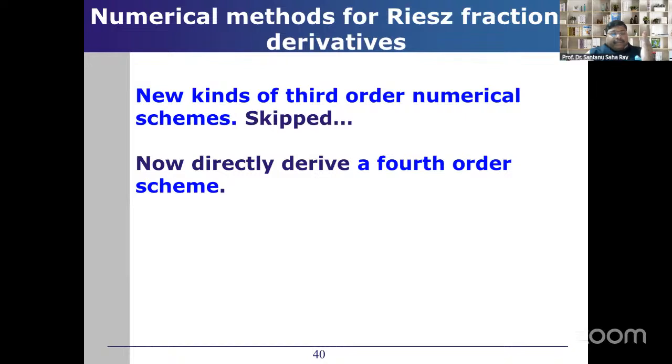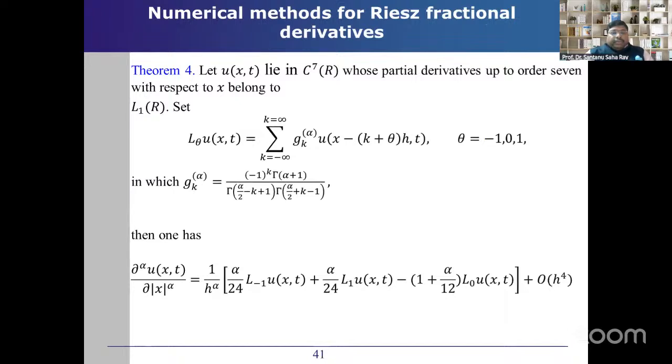Till now I have discussed the first order numerical scheme for the Riesz diffusion equation and the second order numerical scheme for the Riesz space fractional Fokker-Planck equation. Now I am going to discuss the fourth order numerical approximation. Theorem 4 states that if the function u(x,t) lies in the space of continuous functions whose derivatives up to seventh order are continuous, and all the partial derivatives up to seventh order with respect to x belong to the Lebesgue space L1(R), then the Riesz fractional derivative of order alpha can be approximated by this fractional central difference approximation, and the order of this approximation is order of h to the power 4.